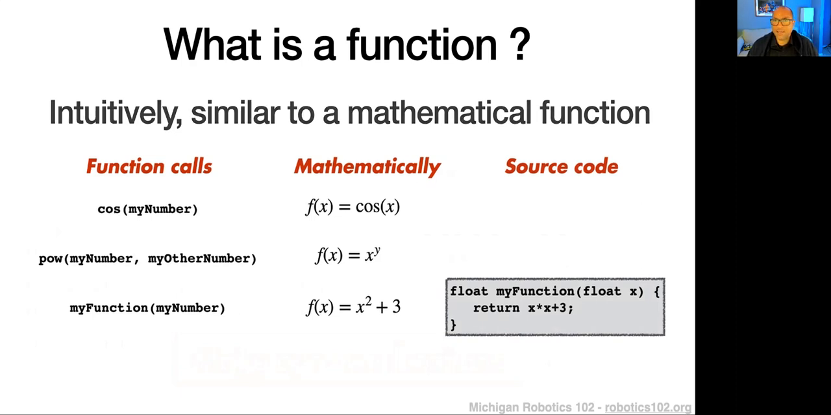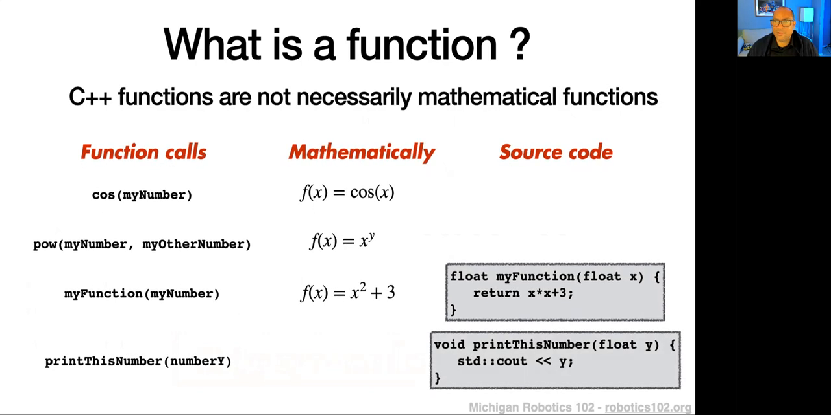We should note that C++ functions aren't necessarily mathematical functions, so we can't always say this. I could have a function that, instead of doing a mathematical evaluation, just printed a number. It executed some set of statements, and in this case, it just took in a number and then printed it out to standard output. There's no mathematical definition for that, but it is source code. It is something that our function can run.